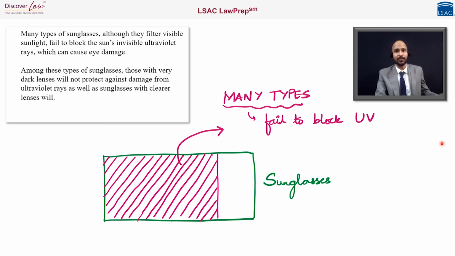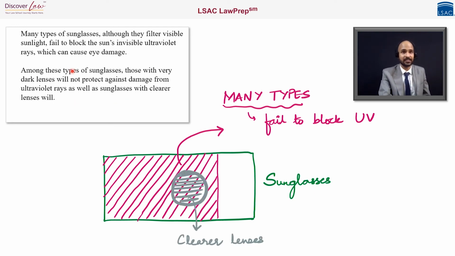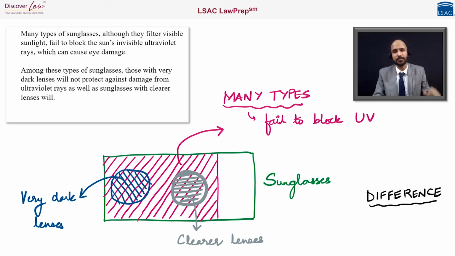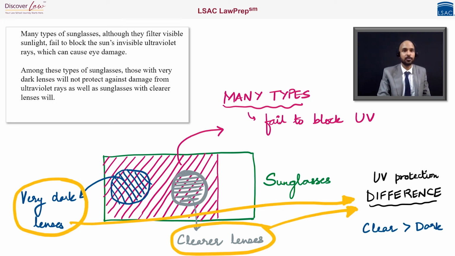So it talks about two categories. Among this, it talks about those that have clearer lenses and those that have very dark lenses. Now perhaps you remember that the question was talking about the difference between something. And this, as we can see, is the difference in UV protection offered between the very dark lenses and the clearer lenses, whereby the clear lens offers better UV protection than the dark lens. So this difference has to be explained.